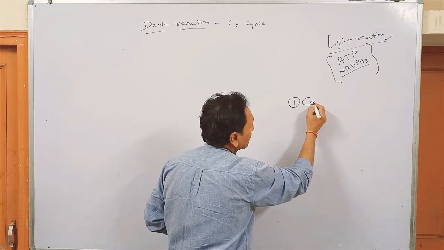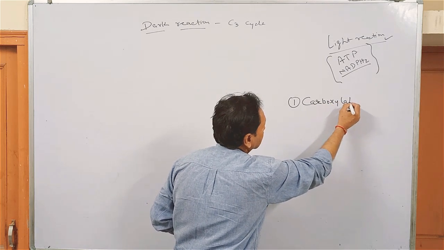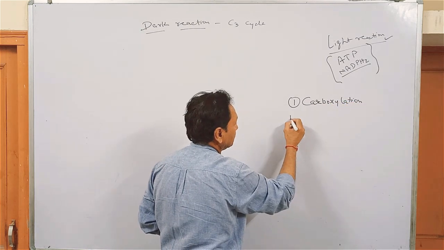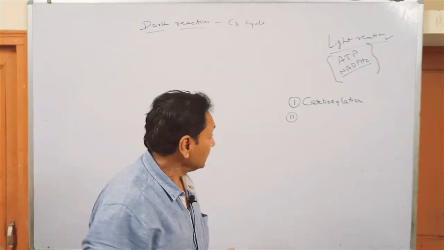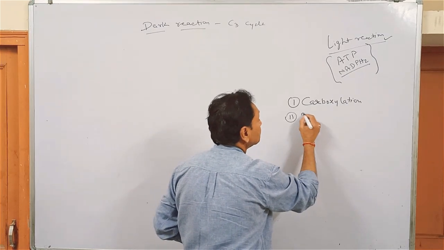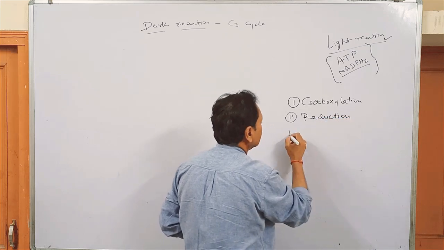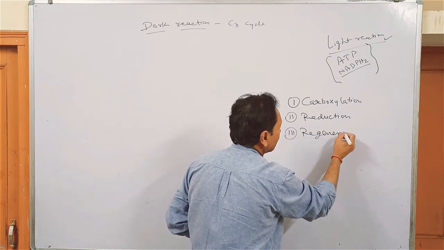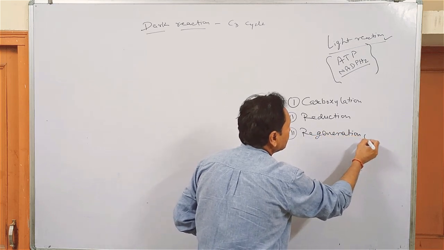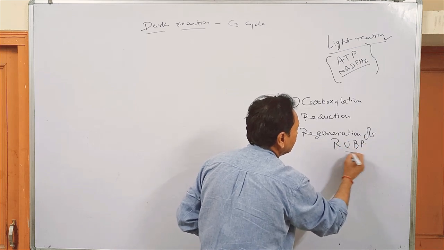This dark reaction can be studied in 3 steps. Number 1, carboxylation. Number 2, reduction. And number 3, regeneration of RuBP.